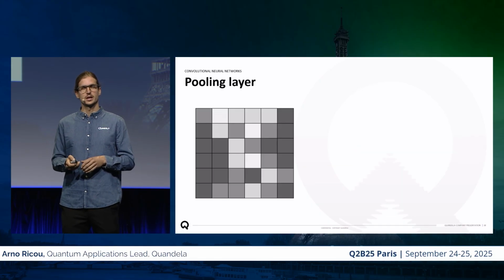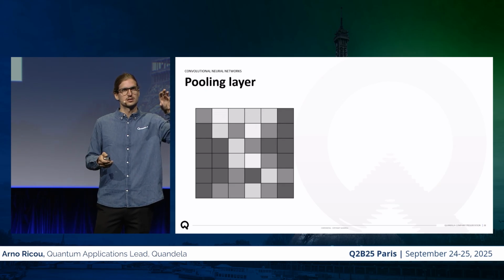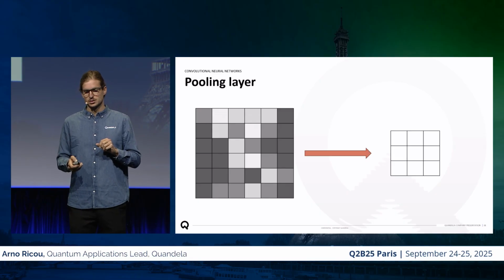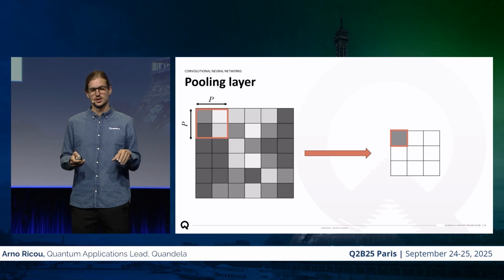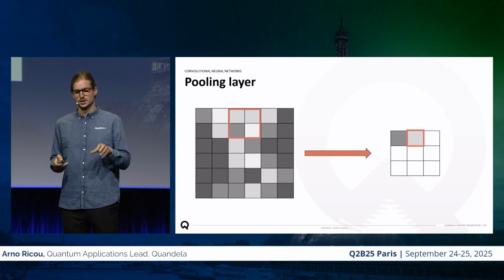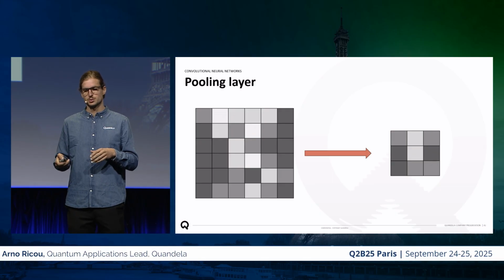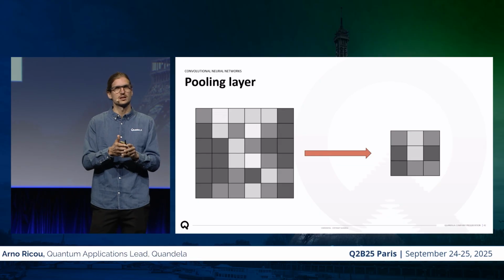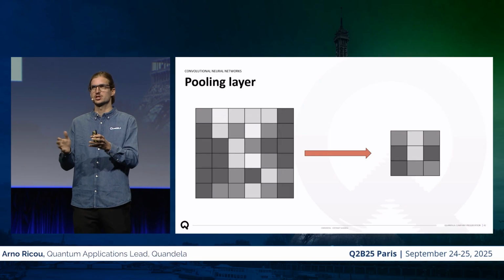Then you have your pooling layer. This one is about taking the average or the max of a bunch of pixels on your image. So for instance, we take the first 4 on the top left, and we're going to do the average. That's going to give us a new pixel. And then we repeat that on each part of the image. And we have this smaller image that is taking the essence of the previous one, but in a smaller dimension, in a sense.